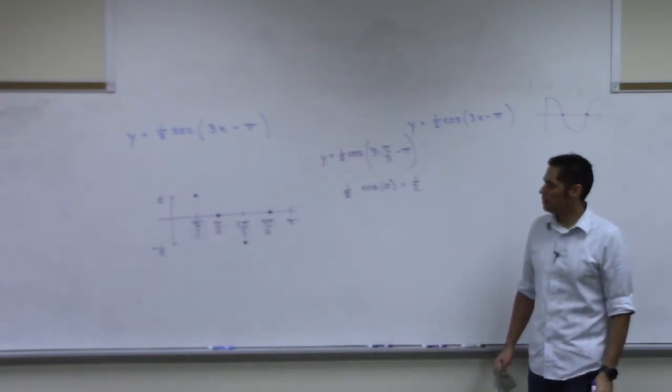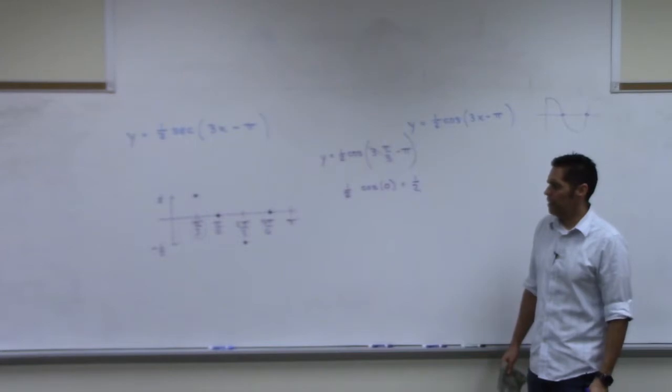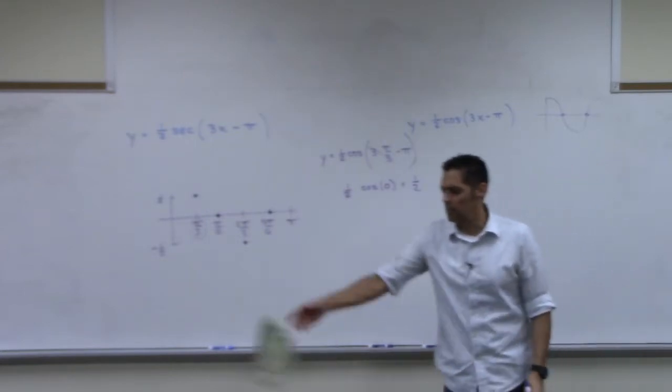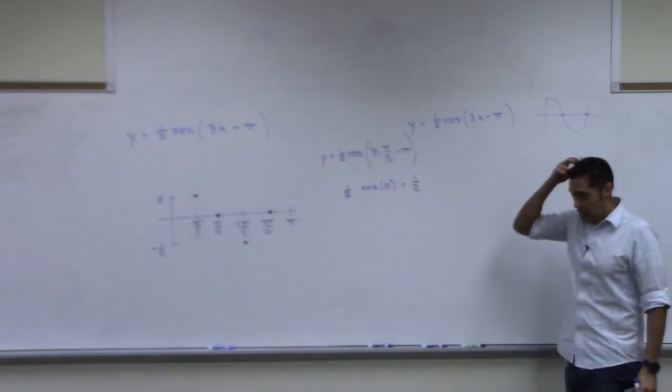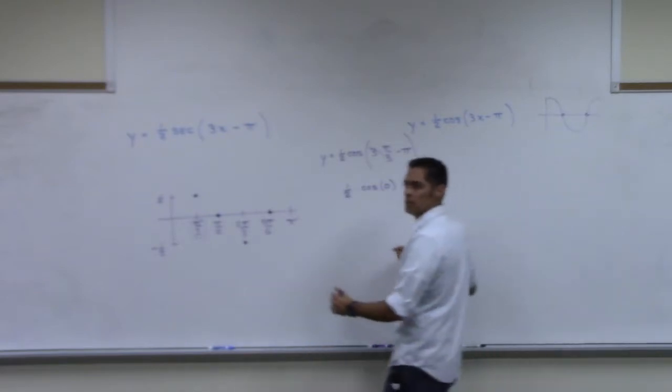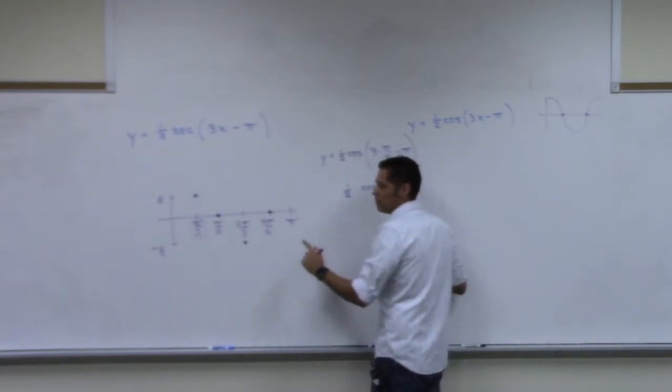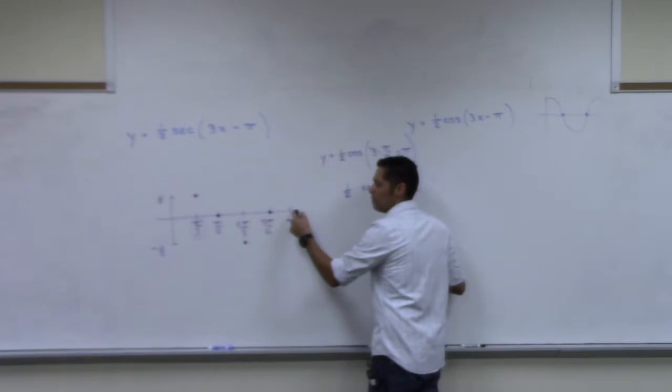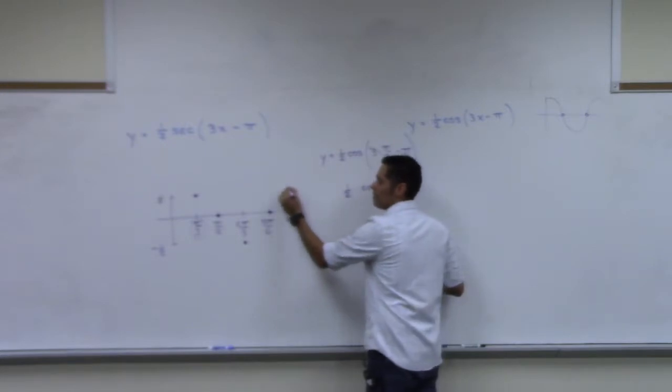Am I ready? Oh, no, I'm messed up. Not messed up, but I'm not done. What else do I need here? I need one more point, right? Where? At pi, I need to put it where? At a half, positive half.